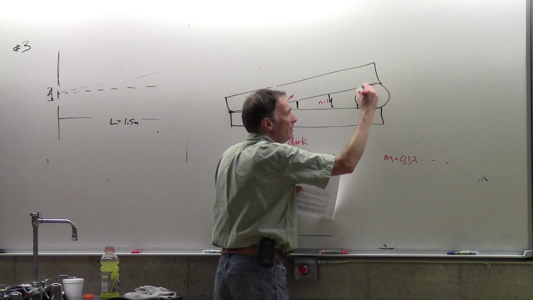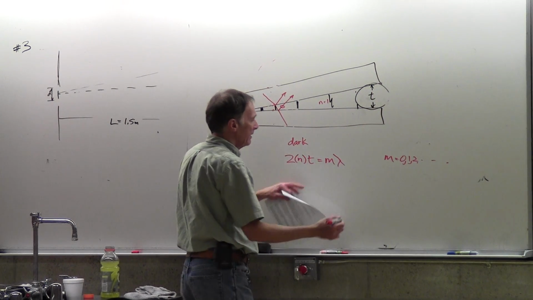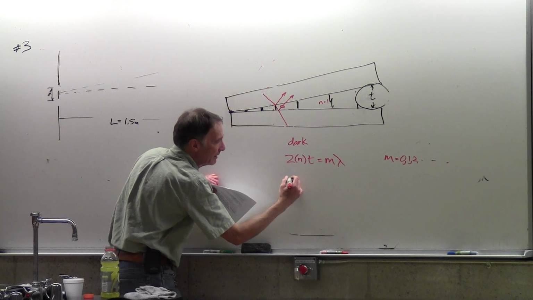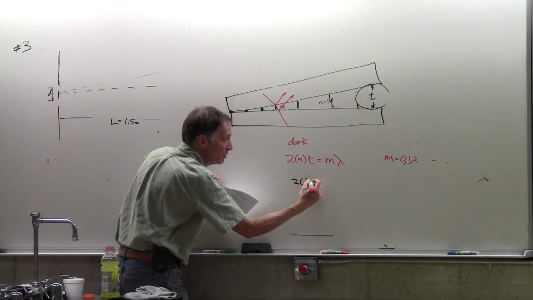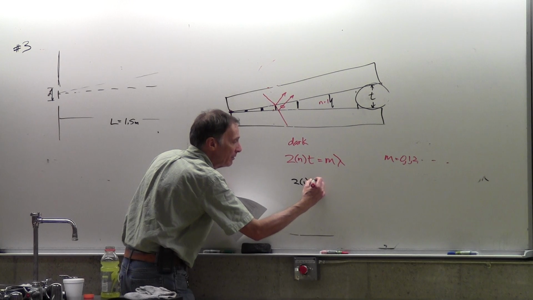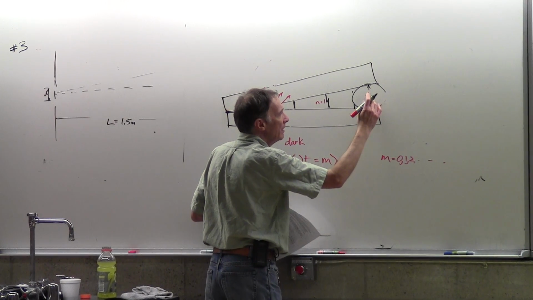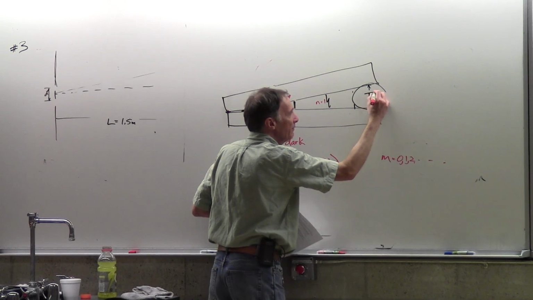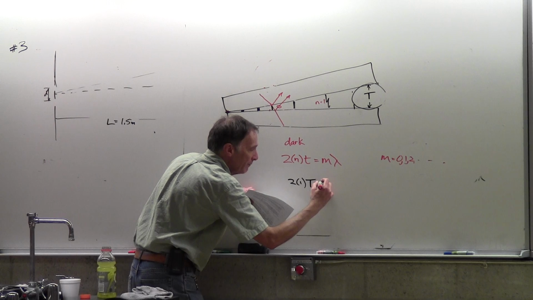Out here with the thickness of the wire, we should find that this is 2 times, again, n is 1, the thickness of the wire. Let's call this capital T for the thickness of the wire, because that's what we're going to be finding.